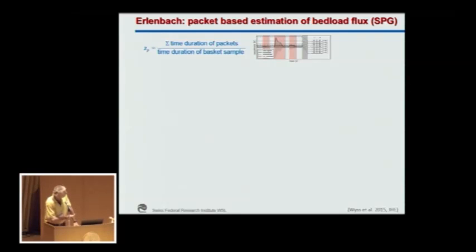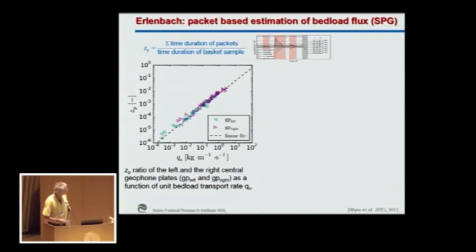So what we did here, we tried to see how much time on average is between 2 particle impacts. And this is expressed by this parameter ZP, which gives the relative duration of time with respect to the total duration of the sample that was occupied by particles. And actually, what you see here is this relative time. We obtain also quite a good correlation with bedload transport rates.